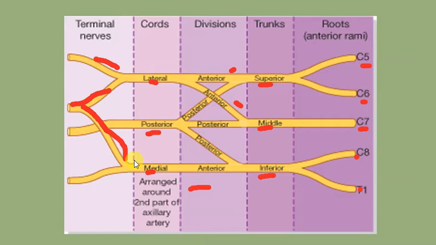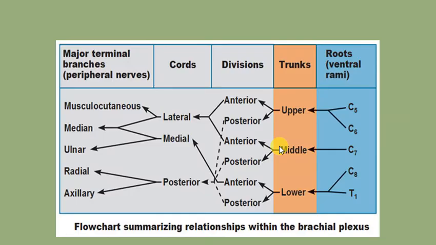So we have five roots, and then they divide into trunks, and into divisions. In the divisions, every trunk just divides into two divisions, but the divisions join in a different way to form the cords and then the terminal nerves. Let's go to the next slide and see how our discussion continues.